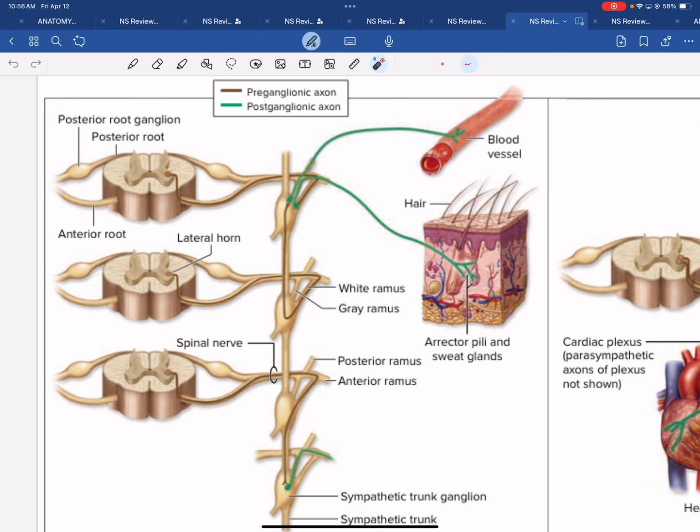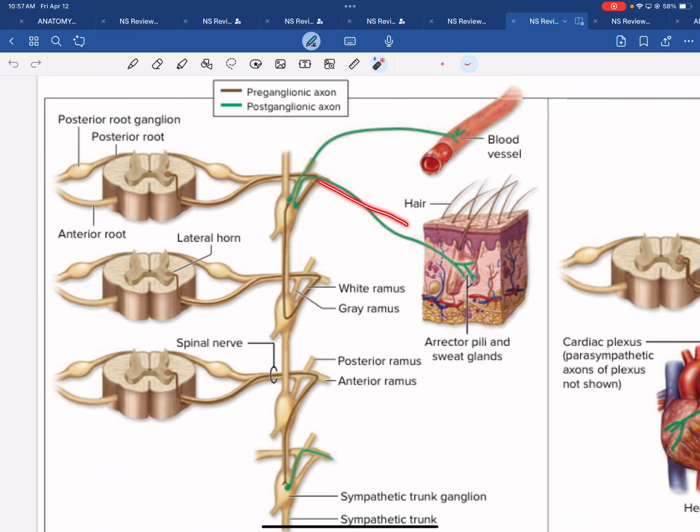It can only leave through the gray communicating ramus because the postganglionic sympathetic motor neuron is unmyelinated. That's why this is the gray communicating ramus: it's a bunch of unmyelinated axons coming from the postganglionic sympathetic motor neuron. And then it can come out and go to different places, right?